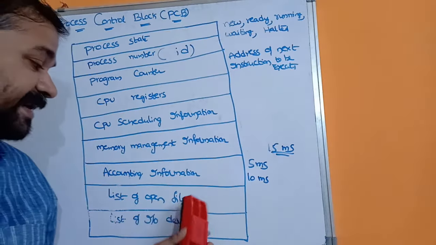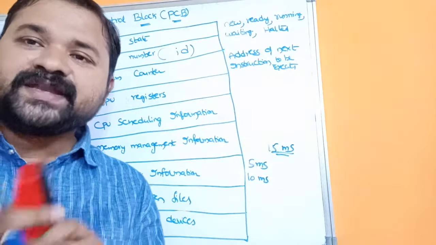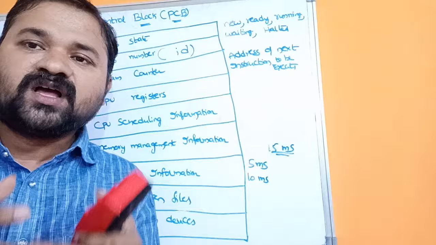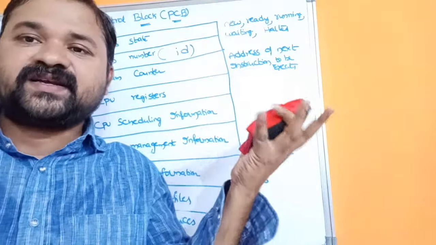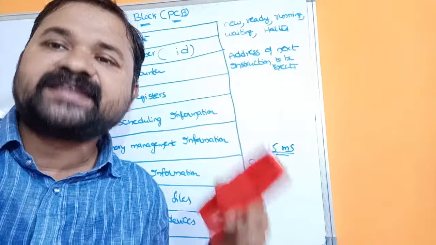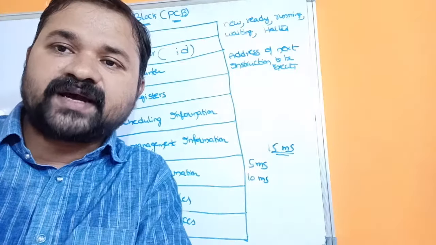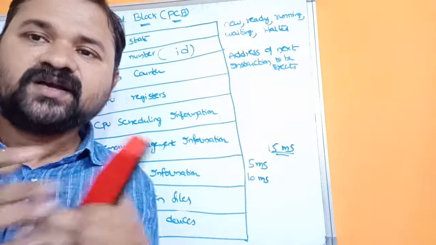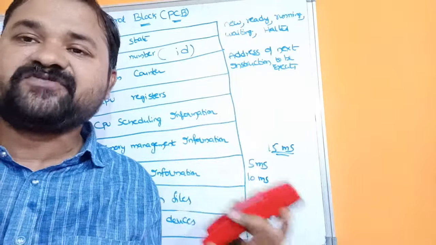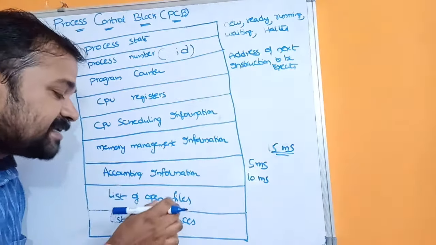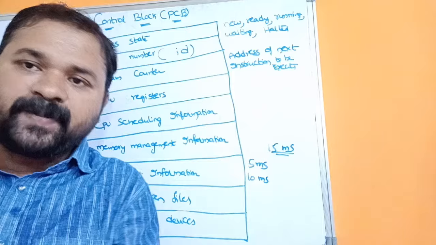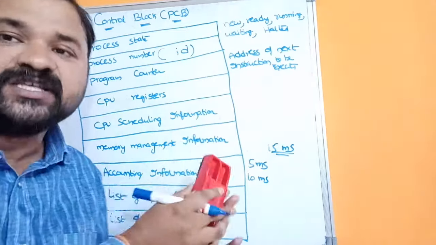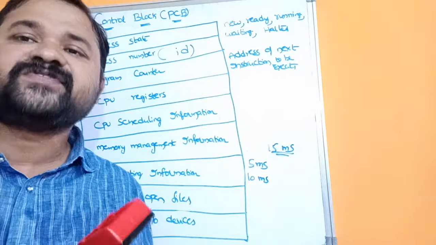And the next one is the list of open files. In order to execute a process, we need to open several files. Let us assume that this process requires 3 files: sample.c, sample.cpp, sample.java. Okay, let us assume that we need to have 3 files. So it maintains the files which are opened in order to execute this process.